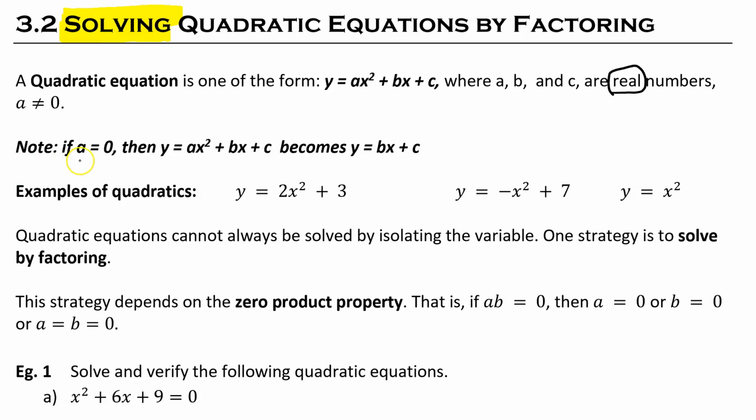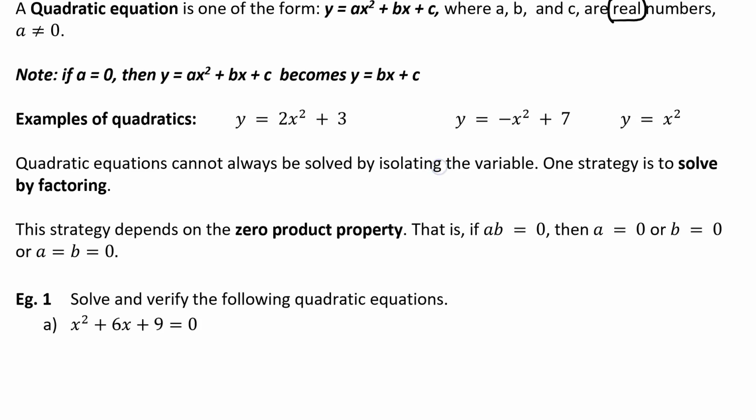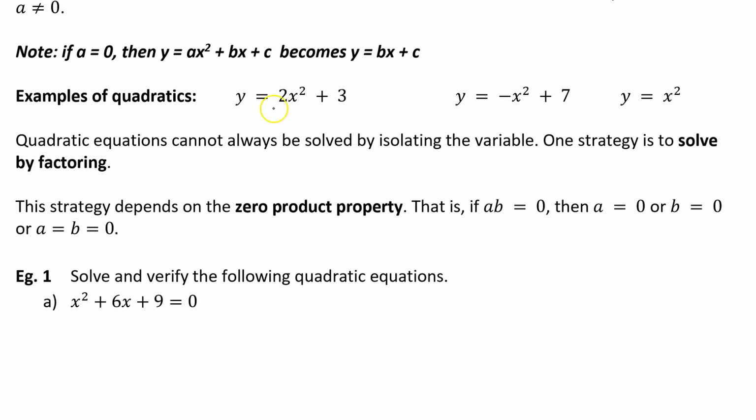So please note though, if a equals 0, think about it, then this whole quadratic equation becomes bx plus c. So the degree is 1, so that means that it's a linear. So there's no way that a can be 0, because then it takes out the x squared term, which is what kind of defines it as a quadratic to begin with. So some examples of quadratics: y equals 2x squared plus 3, y equals negative x squared plus 7, or just y equals x squared. We've been factoring trinomial quadratics, so they can have 3 terms in it.